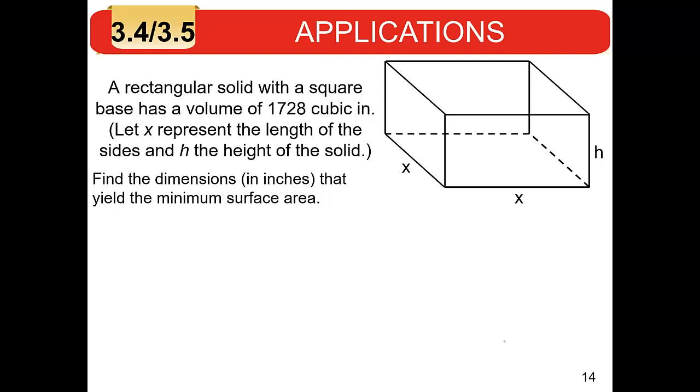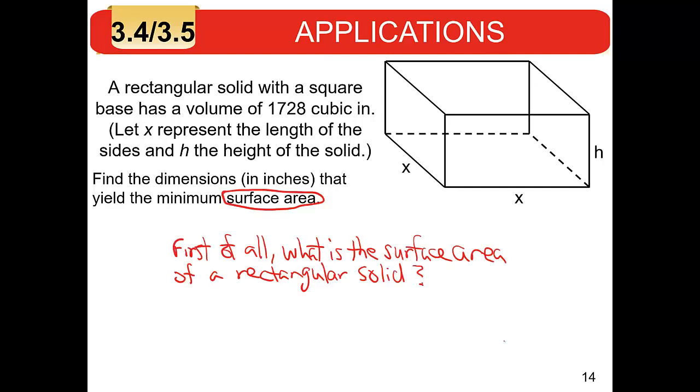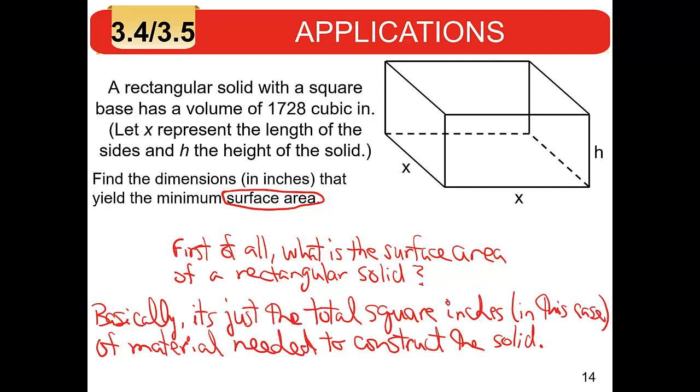Well, volume, we pretty well knew that, but what is surface area? Think of it this way. The surface area is basically just the amount of material, in this case square inches of material, you need to build this thing. Also be careful here. This is a rectangular solid. It doesn't say anything about an open box or anything. So this thing actually has a top and a bottom. So it's a little different than the last problem, which was an open box. This one's solid. It has a top and a bottom and 4 sides.